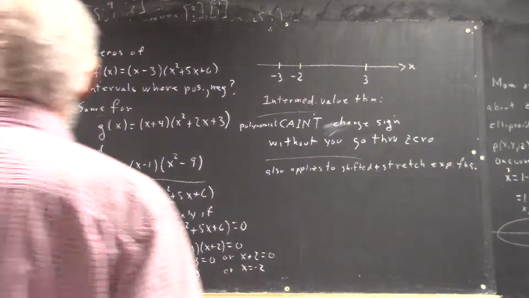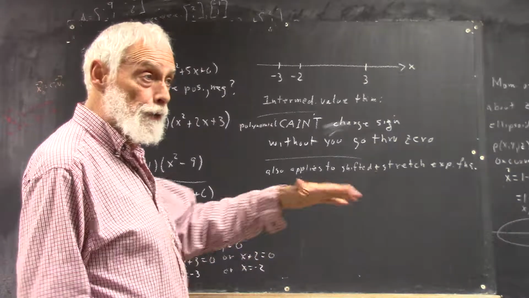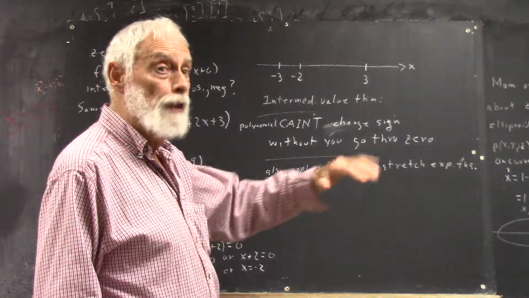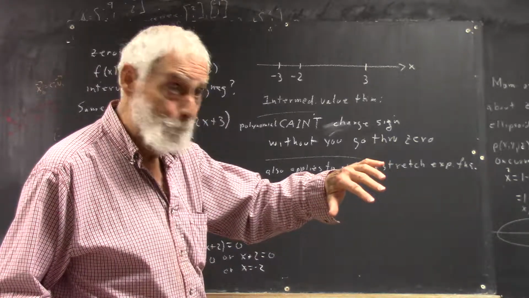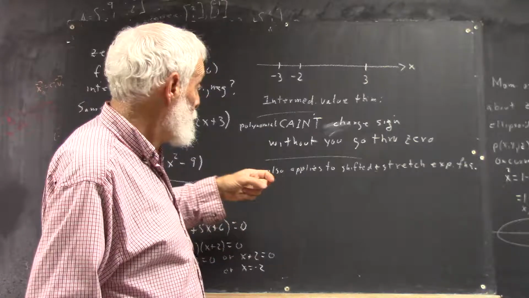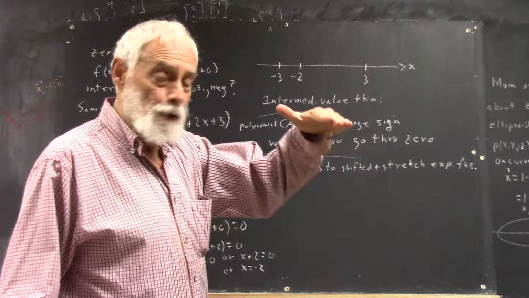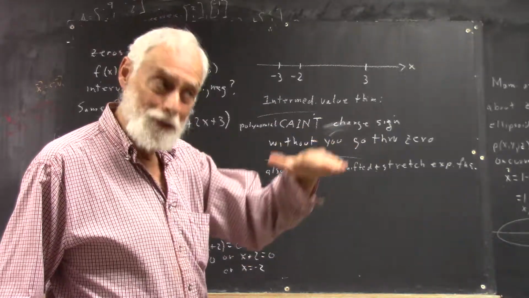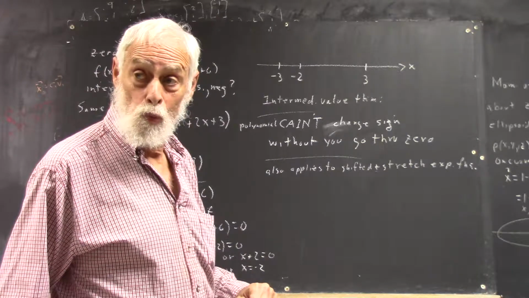Okay, so this also applies to shifted and stretched exponential functions. An exponential function is never zero. You know, your basic exponential function is never zero, right? And you know that from the graph and from everything we've done. So going through zero isn't an option. But if you shift it down a little bit, even a tiny bit, it will go through zero. Okay? Make sense?